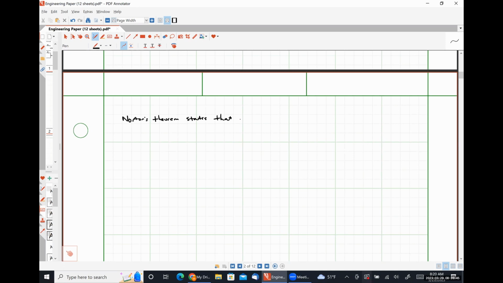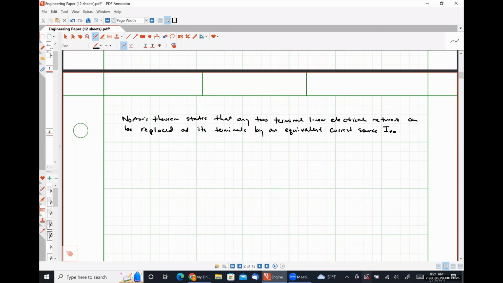So Norton's theorem states that any two-terminal linear electrical network can be replaced at its terminals by an equivalent current source I Norton in parallel with an equivalent resistance R Norton.